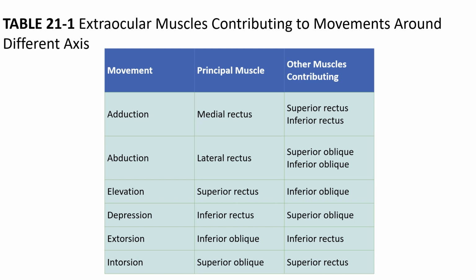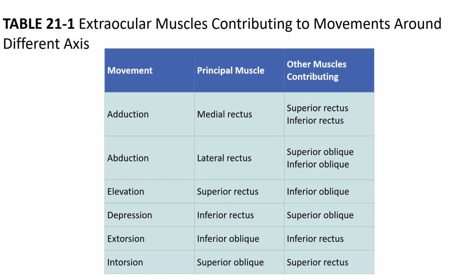Table 21.1 in Nolte tells us the extraocular muscles contributing to movements around a different axis. So movement of adduction, or looking in towards your nose, would be medial rectus. Other muscles contributing to this would be superior rectus and or inferior rectus. Movement of abduction would be lateral rectus as the principal. Other muscles contributing could be superior oblique and inferior oblique.